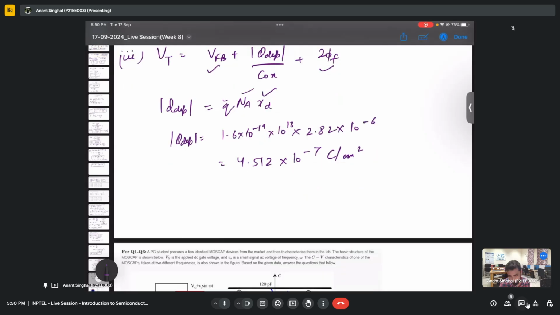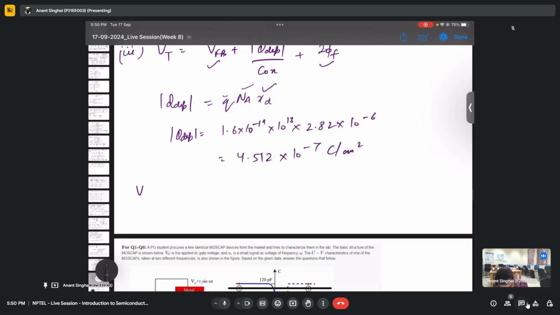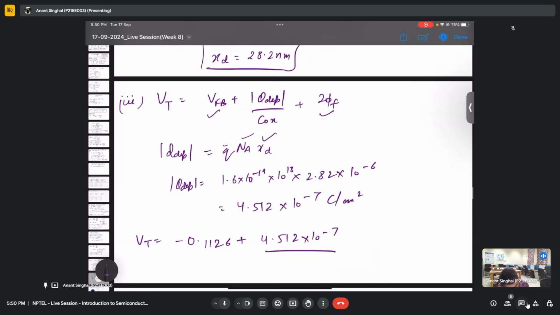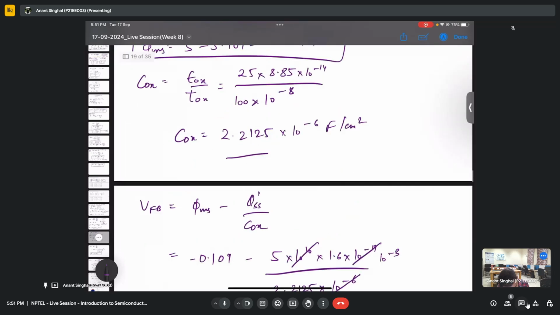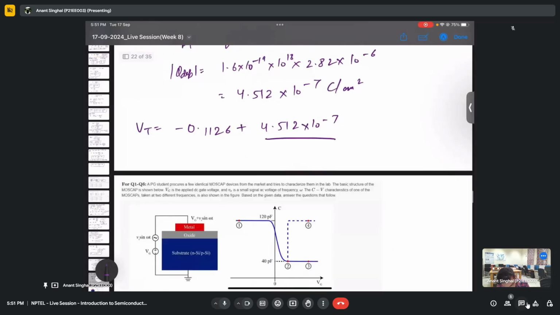Okay, so we have the Q depletion. I'm writing the VT now. So VFB is 0.1126. Q depletion is 4.512 times 10 to the -7. Cox we calculated somewhere. Cox is this, 2.2125 times 10 to the -6, plus 2 into 0.329. Sorry, it is 0.359, right?